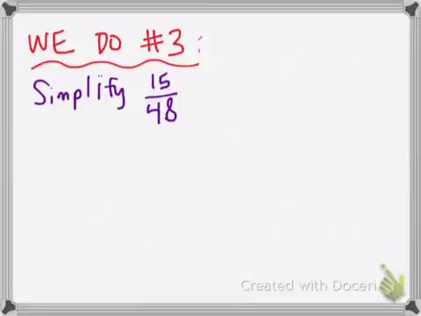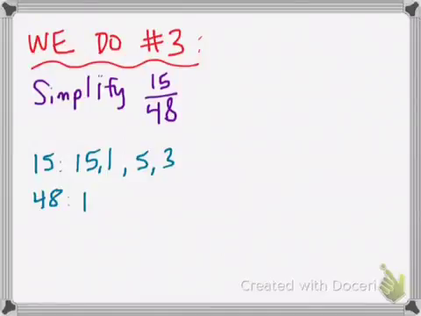All right, this is our last, we do number 3, simplify 15/48. So again, step 1, list the factors of the numerator and denominator. So we'll list the factors of 15 and list the factors of 48. So 15, I know I can do 15 times 1. I can do 5 times 3. There are no other factors for 15, so let's move on to 48.